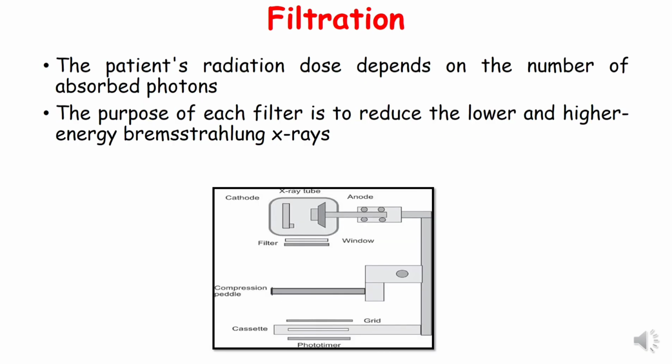One important thing to note here is that the patient radiation dose depends on the number of absorbed photons. So, as the first few centimeters of tissues of the patient's body receive much more radiation than the rest of the body parts, it can be prevented by absorbing the lower energy photons from the beam before they reach the patient. And this is done by interposing a filter between the patient and the X-ray tube so that low energy and high energy Bremsstrahlung radiation will be absorbed.